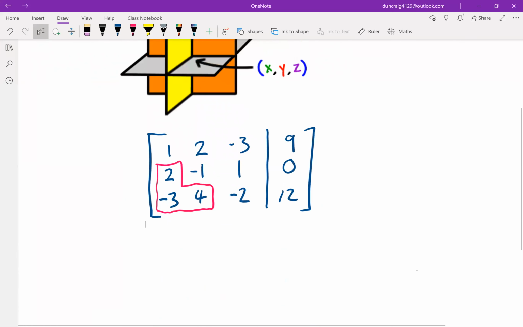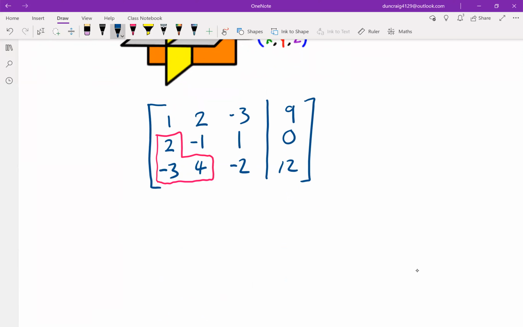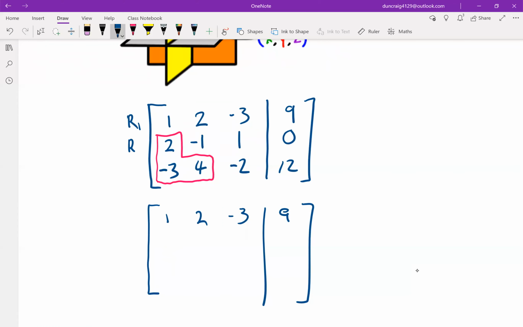So we're going to turn those values into zeros. What I want to do first up is redraw my first row out here. I refer to this row as row 1, this is row 2, and this is row 3.